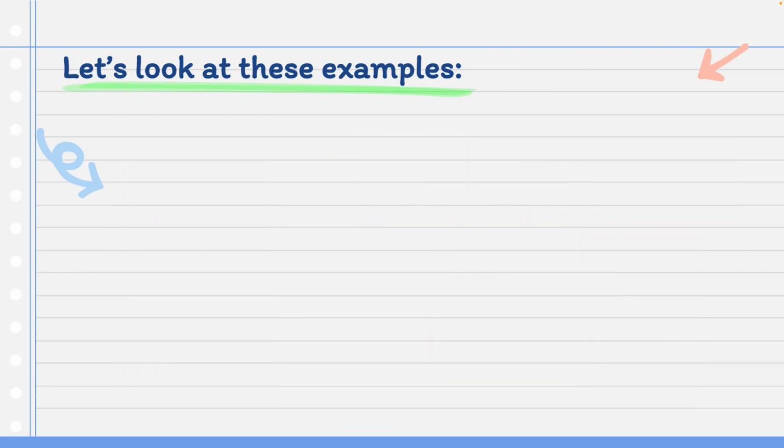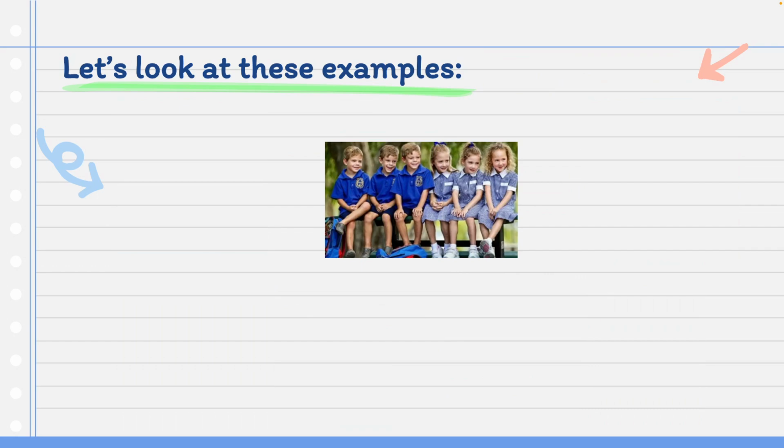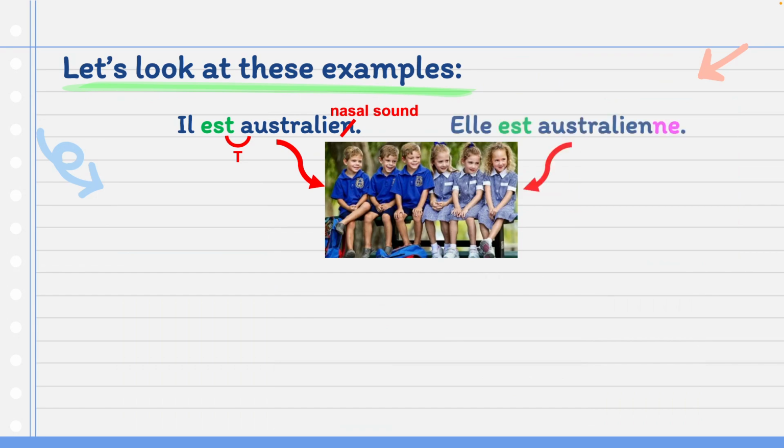Okay. Looking at these examples, we have a group of boys and a group of girls. If we just want to say he is Australian, we could say il est australien. And there is a subtle pronunciation of the T because it's followed by a vowel. So normally we say il est, but because it's followed by a vowel, we say il est australien. And we get that nasal sound on the N again.